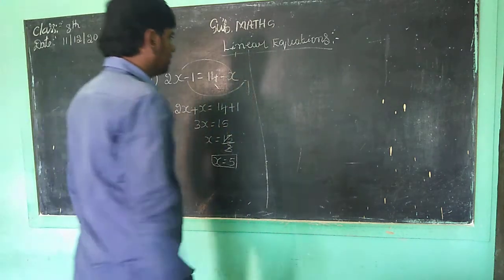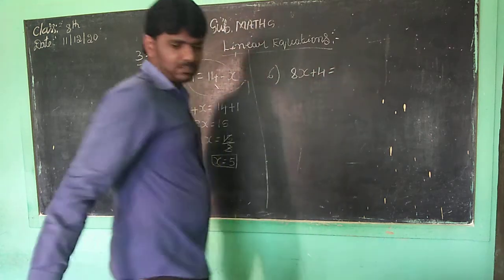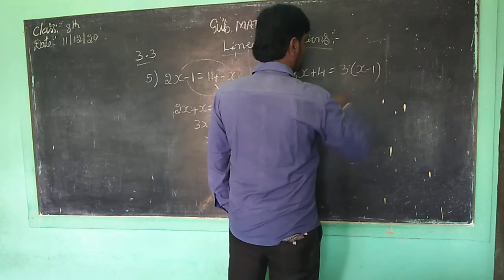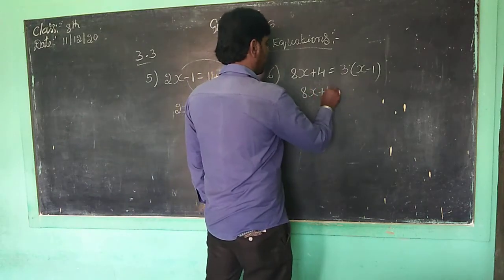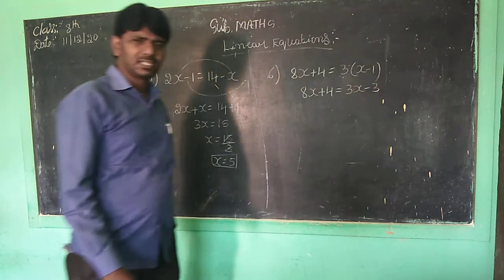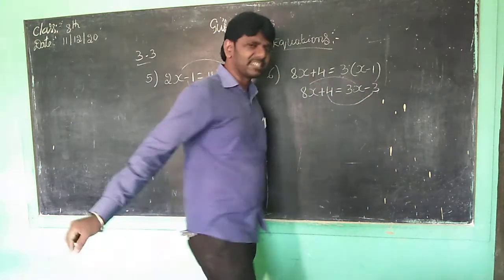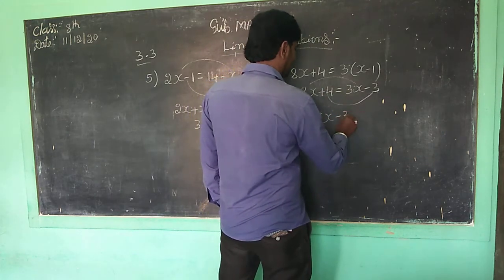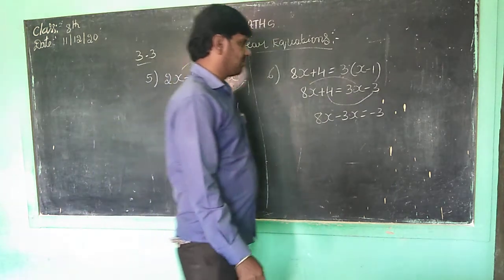8x plus 4 is equal to 3 of x minus 1. Children, 8x plus 4 is equal to 3 into x is 3x minus 3. Correct, children? This 3x will transport into the left hand side, this plus 3 will transport into the right hand side. 8x plus 3x will come into minus 3x is equal to minus 3. This plus 4 will transport into the right hand side, means minus 4.